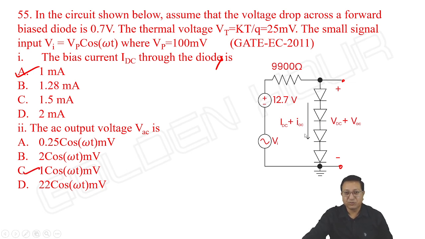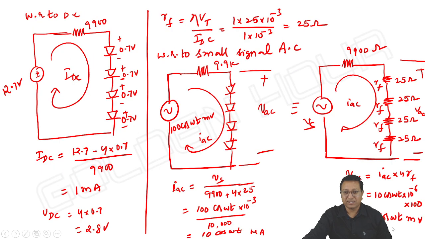Students may be getting a doubt: earlier I mentioned Vs is some 20 millivolts, now Vs is 100 cos omega t millivolts. Then what happens to each diode? To be frank, all 4 diodes together are taking 1 millivolt. Means what is the voltage across each diode? Out of curiosity, I am writing the AC voltage across each diode.